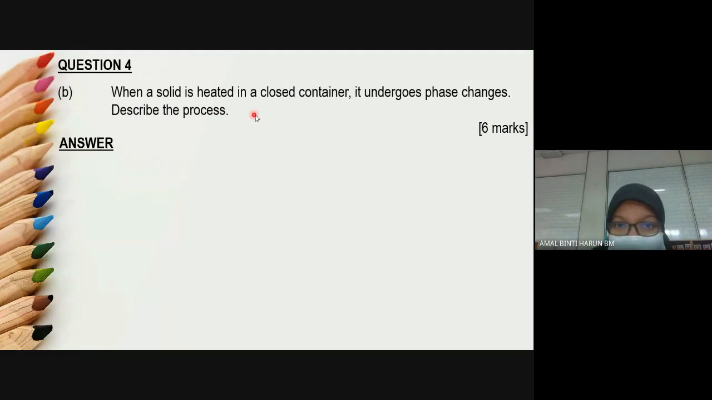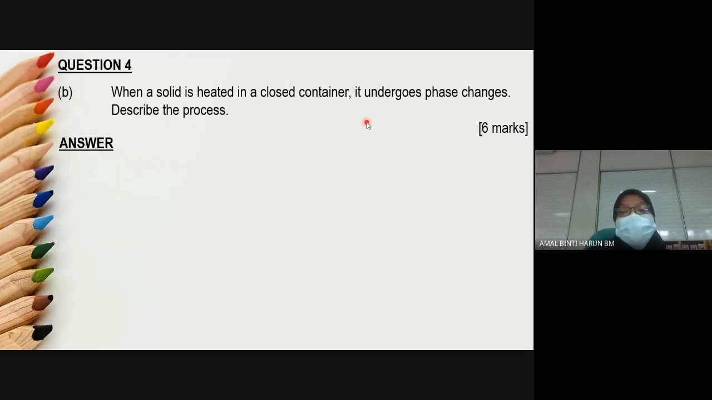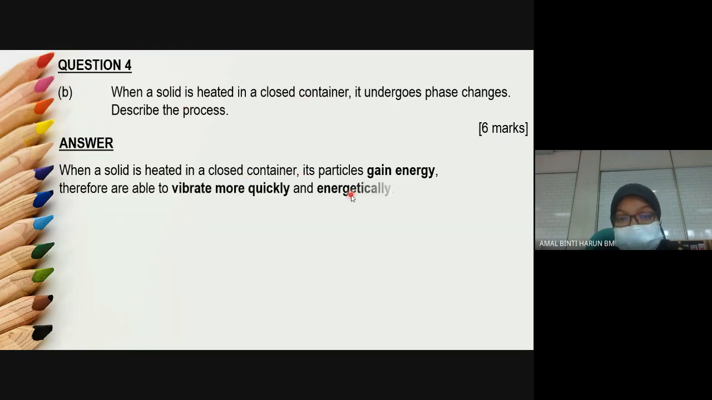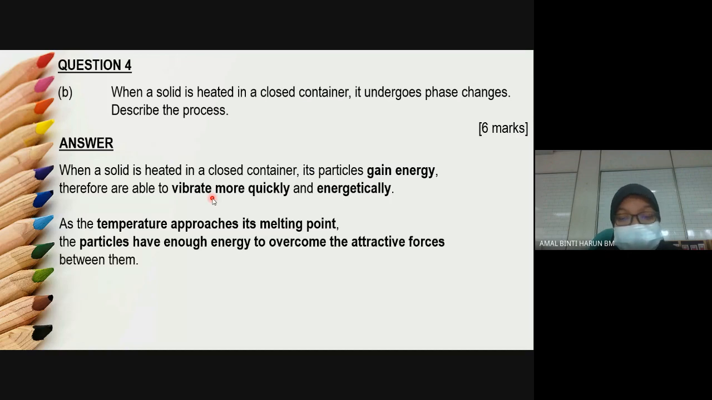Next is when a solid is heated in a closed container, it undergoes phase changes. So you need to describe the process. So the solid is heated in a closed container. The solid particles gain energy, and that energy makes them vibrate more quickly and energetically as they keep absorbing the energy until it approaches the melting point. So the particles have enough energy.